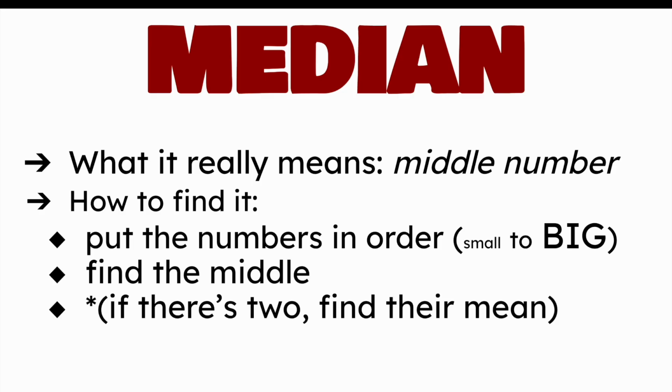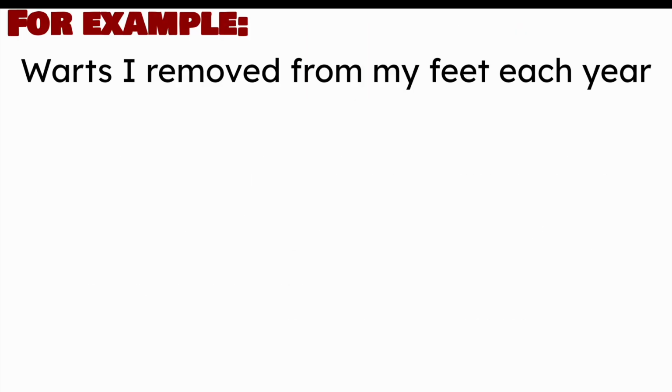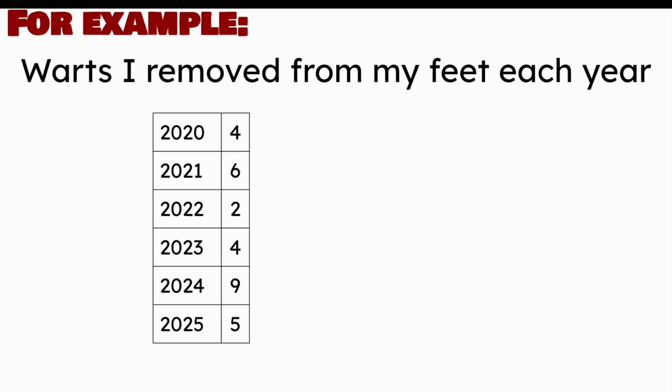So let's say, oh, right, there's a little asterisk. I almost forgot. Sometimes you'll find that by eliminating the ends, the edges, you're left with two numbers. And if you're left with two numbers, you find the mean of those two numbers, which is not that hard because, as you remember from 40 seconds ago, mean is pretty straightforward. So let's say I kept track of all the warts I removed from my feet each year, and those are the numbers.